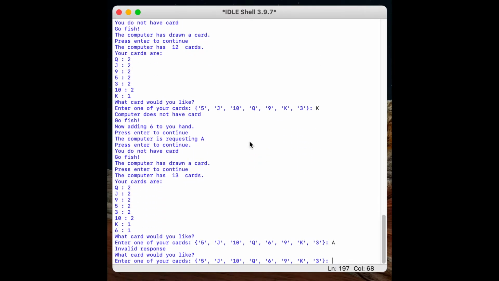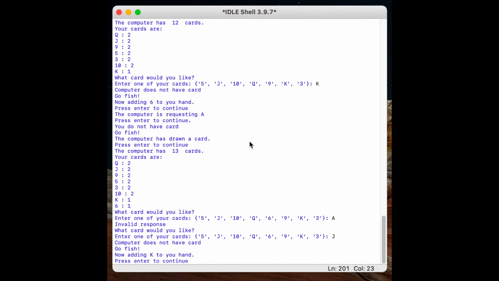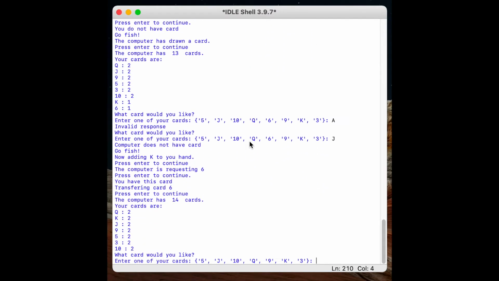Oh, we have an example of an invalid response where the user requested a card that they didn't have. And now they've requested a jack. The computer didn't have it. The computer requested a 6, and we did have it, so we lost all our 6s. We had 1.